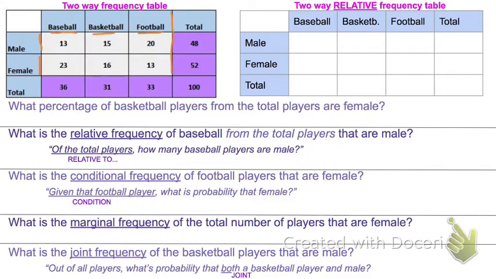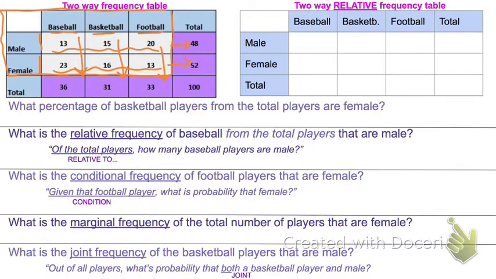So this right here is a two-way frequency table. And sometimes people add the totals, so the total of all the males, the total of all the females, and then the total for each of the sports.